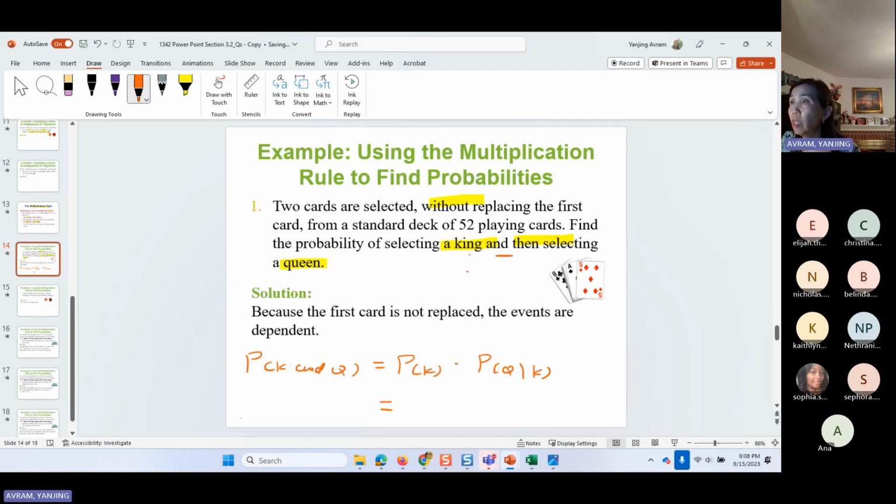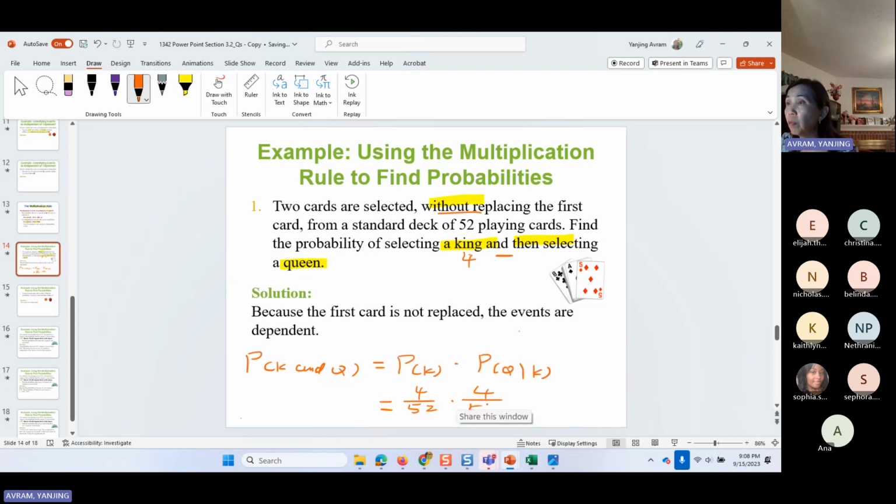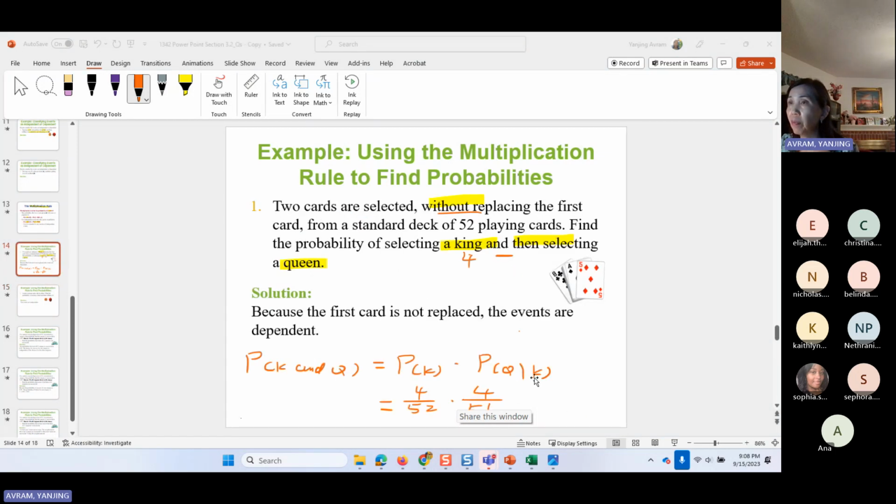We know there are 4 kings, so the probability of selecting a king is 4 out of 52. For the probability of selecting a queen, we also have 4 queens, but given the king is already out and not replaced, we only have 51 cards left. So that is how you do this one. That is called a dependent event.